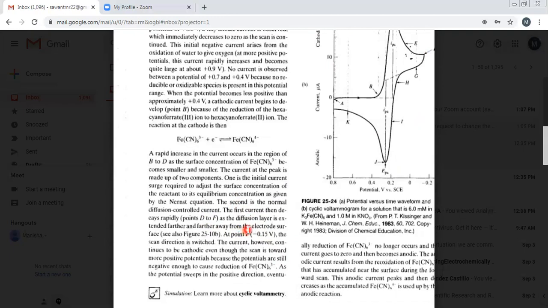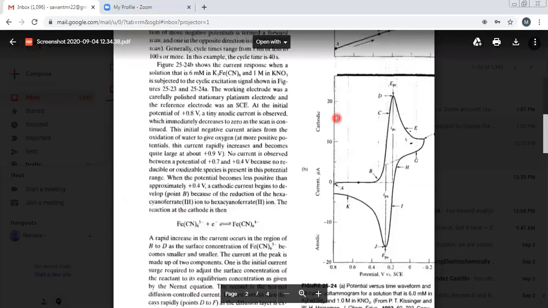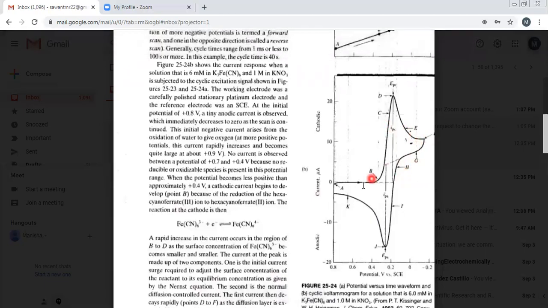Then at the point at which you reach minus 0.15 volt, the scan direction is switched. So what is meant by that? We are going to change the potential from negative to the positive value. So you go towards the positive scan. The current, however, continues to be cathodic. You can observe here in this peak, you are still getting a cathodic current. Cathodic current means above the zero value. So it is not coming down. It is not a symmetric peak, right? It is not coming down and becoming zero, like what we consider over here. As you go down, you should have an anodic current.